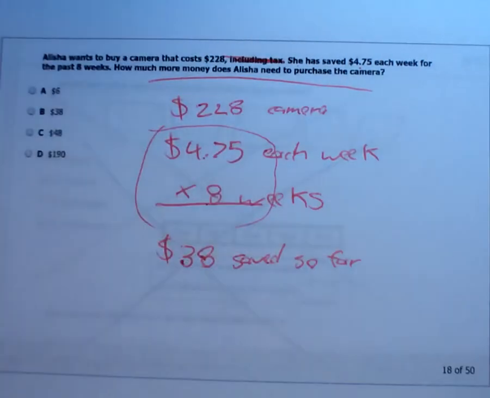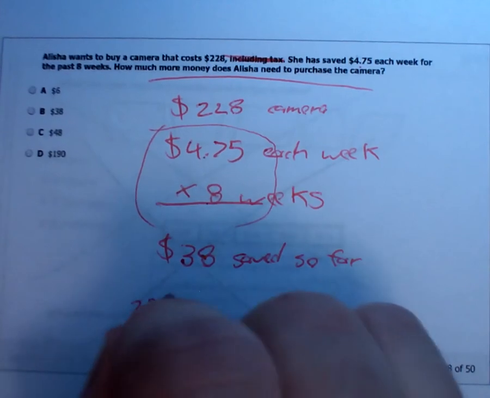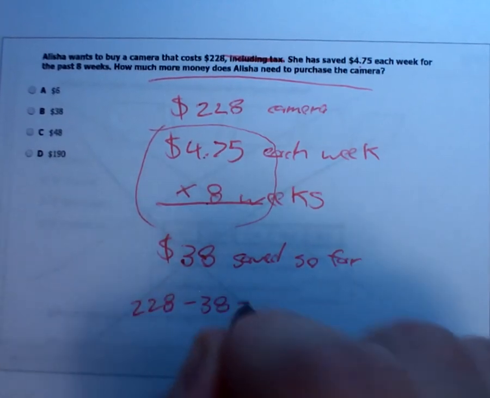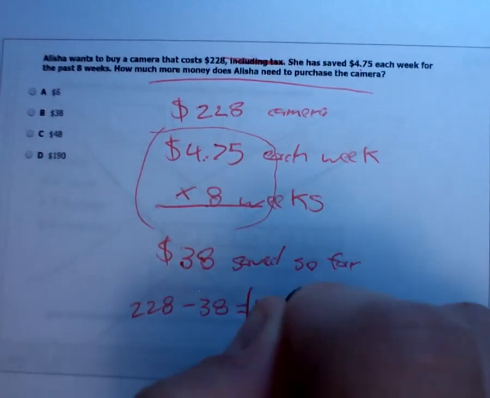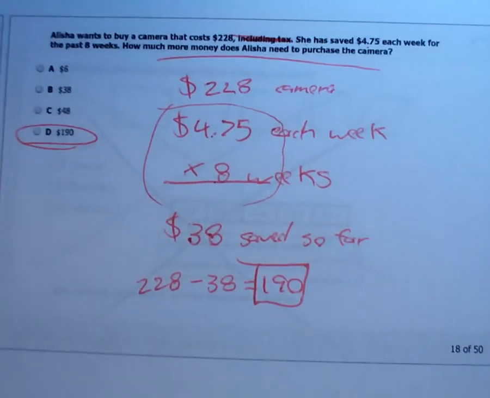All right, well, she needs 228, so I'm going to subtract it. 228 minus 38 equals 190. So 190. 228 minus 38 equals 190. That's your answer, and it's D. There's only one answer even close to the right answer. All right.